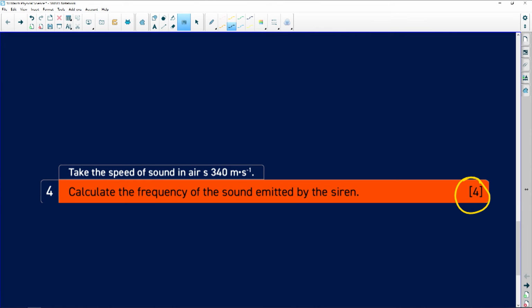All right, so let's have a look. So we're going to write down our equation. So the frequency of the listener is equal to v plus or minus the velocity of the listener, divided by v plus or minus the velocity of the source, multiplied by the frequency of the source.